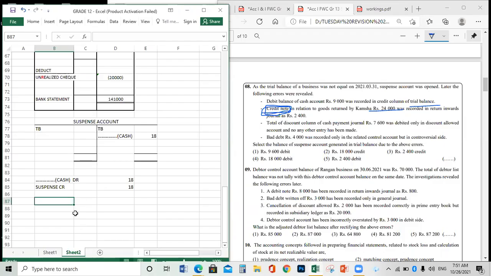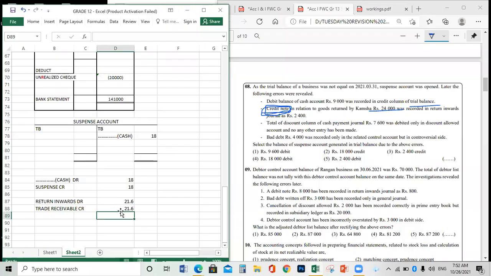So all you have to do is record the double entry. Same side, because it was understated: return inwards debit 21,600, and trade receivable credit by 21,600. This error will not create a suspense account.